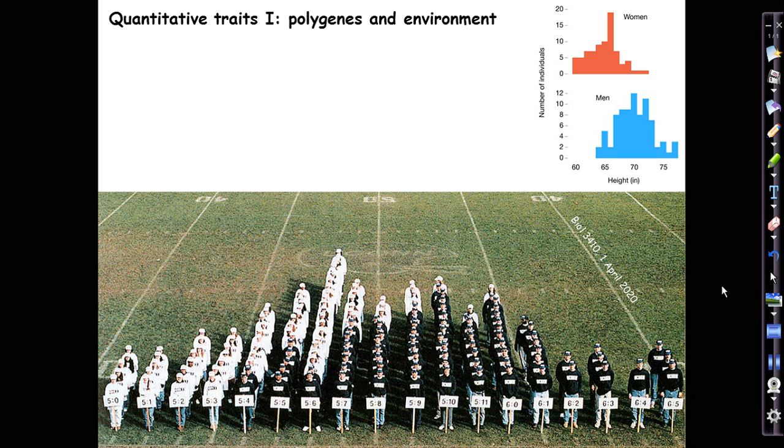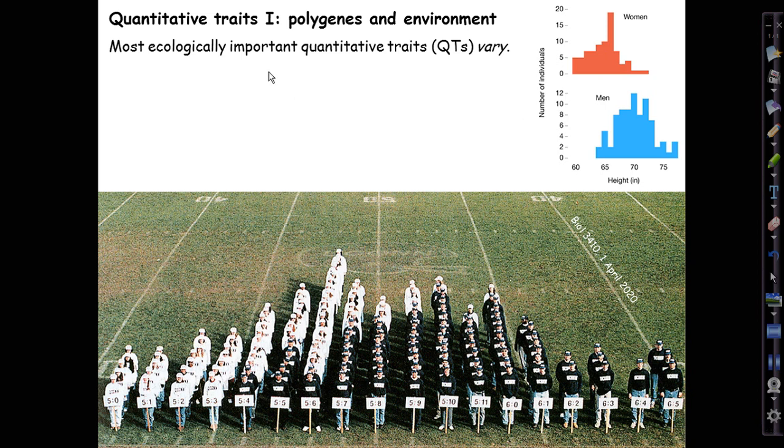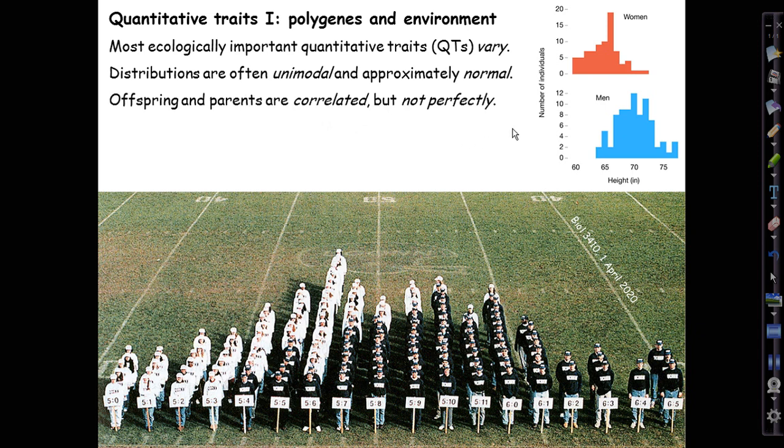Here in Lecture 9, we will begin our study of the evolution of quantitative traits. The theme is often described as polygenes and the environment. Most ecologically important quantitative traits, which are often abbreviated QTs, vary, and the subject is variation. Distributions of trait values are often unimodal and approximately normal in shape. Offspring and parents are correlated, but not perfectly, and those correlations are a major object of study.